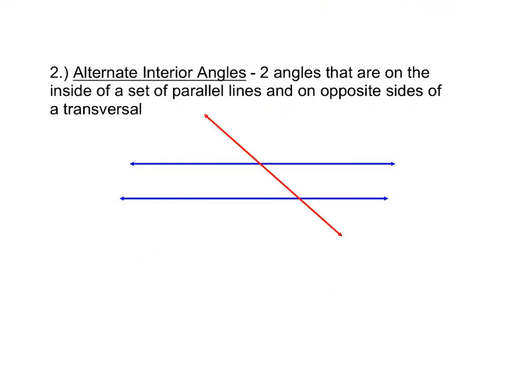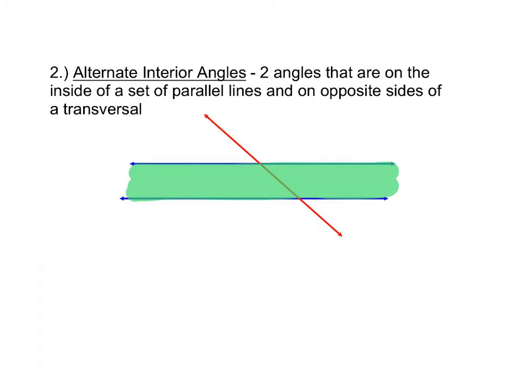We also have what we call alternate interior angles. Anytime we have two parallel lines that are cut by a transversal, we have an interior that's naturally created. Look in between these two parallel lines. I'm going to highlight that space in green. That space in green is interior. It's between the two parallel lines.